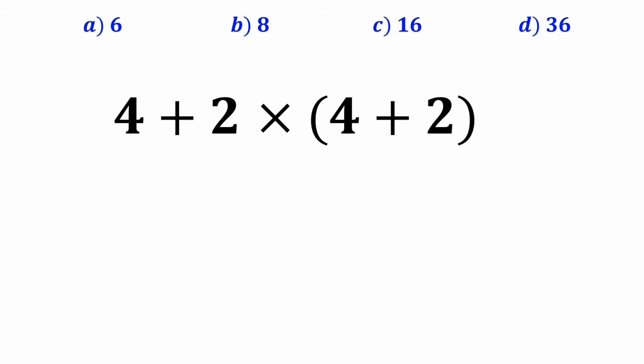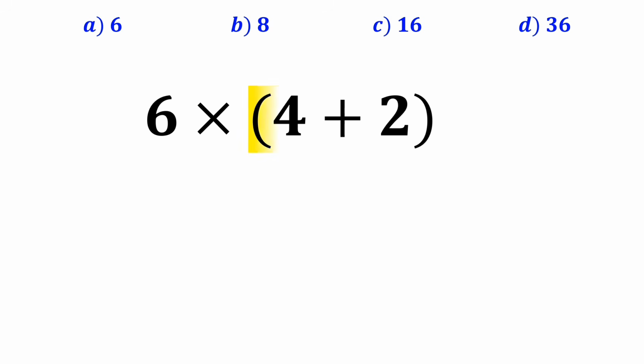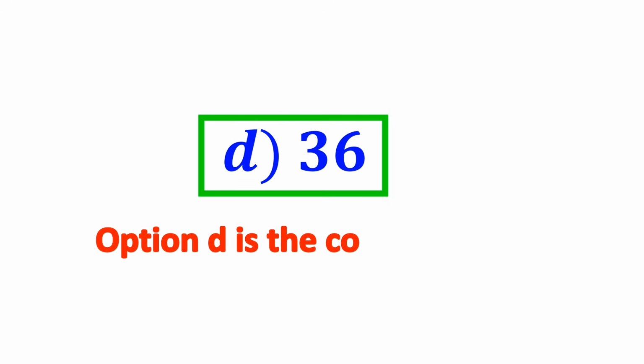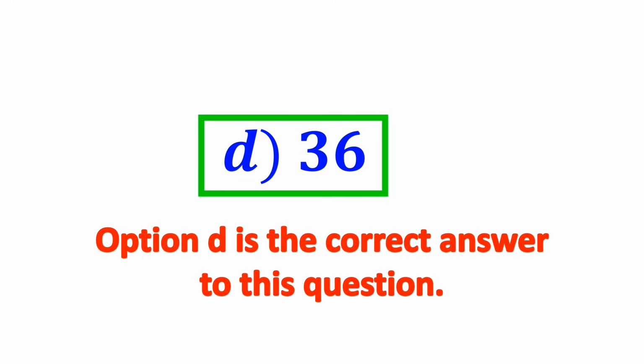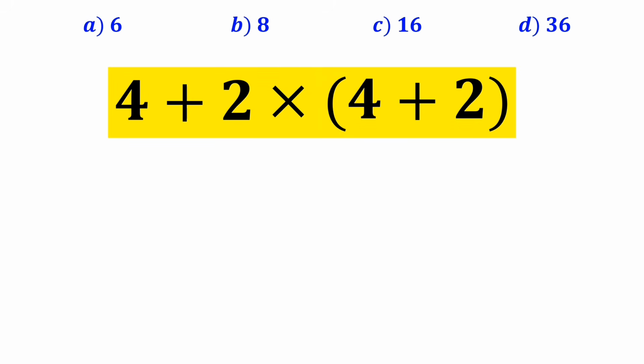In the first step, most people add 4 plus 2, which I have highlighted in yellow. So it becomes 6 times (4 plus 2). In the next step, they calculate 4 plus 2 inside the parentheses, which becomes 6 times 6, and finally, the answer becomes 36. Then, without any hesitation, they quickly say that option D is the correct answer to this question. But that's definitely wrong. Now let me show you how to solve this expression properly.